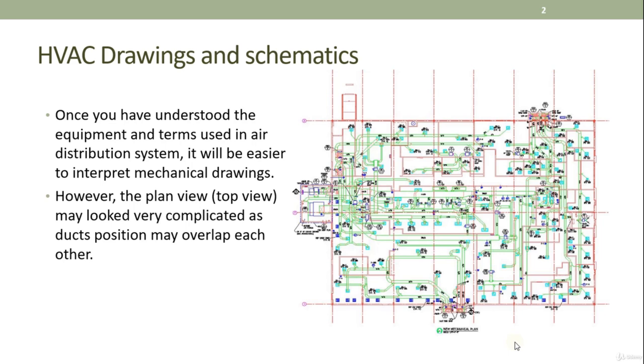However, if you take a look at the plan view, it may be very complicated because it's full of lines, symbols, and numbers, especially if the ducts overlap each other. It may take a little bit of experience and practice to read the diagram accurately. But nowadays, new buildings usually use a 3D model, such as building information modeling, to model the MEP, which stands for mechanical, electrical, and plumbing. Once you have a 3D model, it's much easier to visualize.